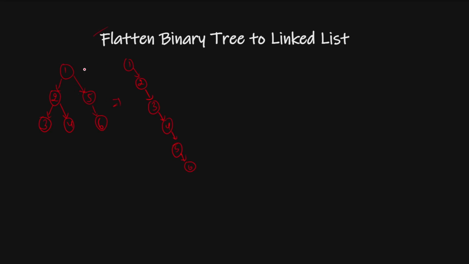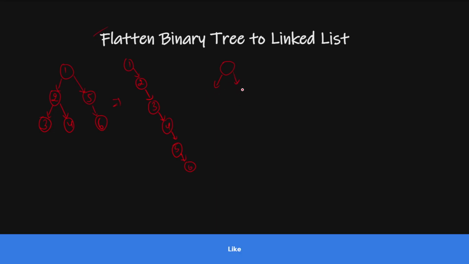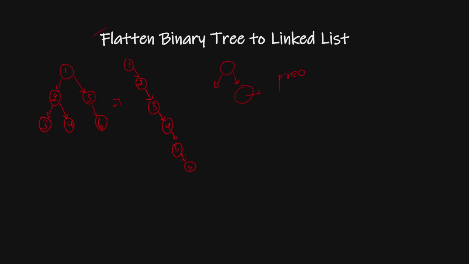So how do we have to change this? For every node our left should point to null and our right should point to the next node. And how do we decide this next node? It will be decided by pre-order traversal.